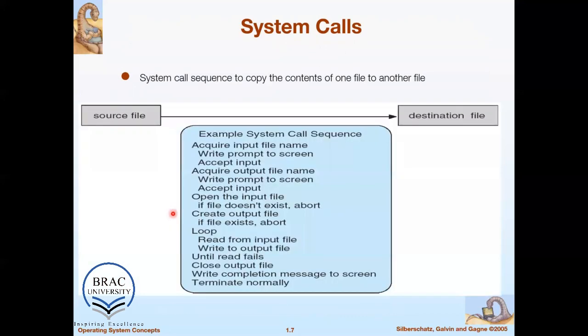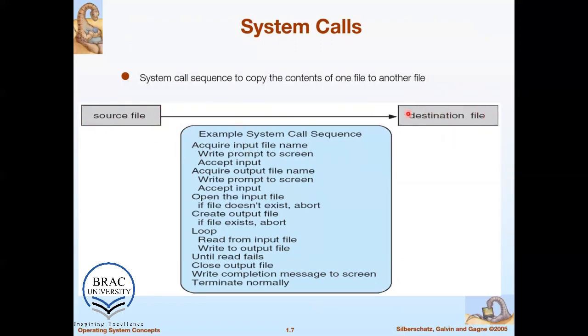Let's see an example of how system calls are made or used. We can see here in this figure where we want to copy the content of one file to another file. So here we can see a system call sequence for copying data from one file to another file. So here we have a source file which we need to copy to a destination file.